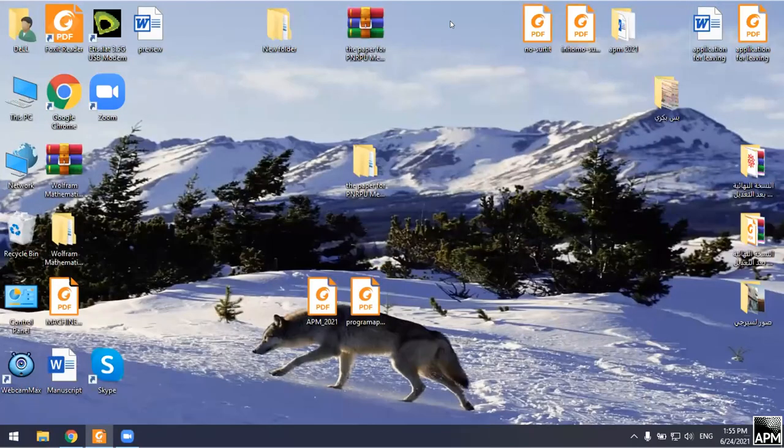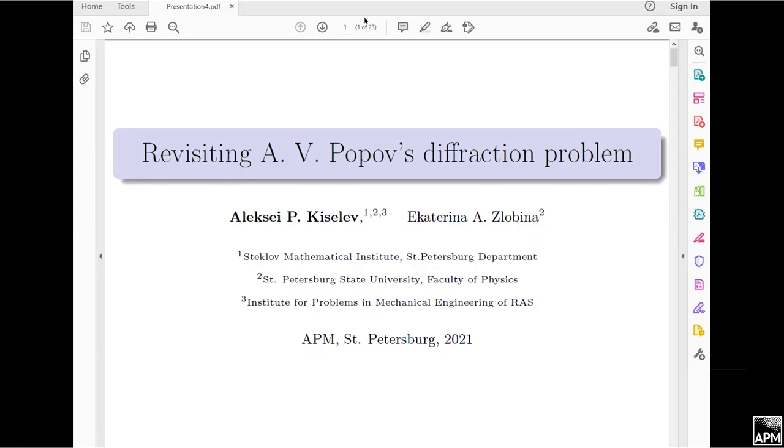Next speaker is Alexey Kiselev from St. Petersburg. Okay, please, Alexey. Hello, you will give me screen. Do you see my screen? Yes, we can see your screen. Just a second. I wish to get a pointer. Well, but it seems too difficult. Okay, but you see my pointer so bad. Yes, we can see.